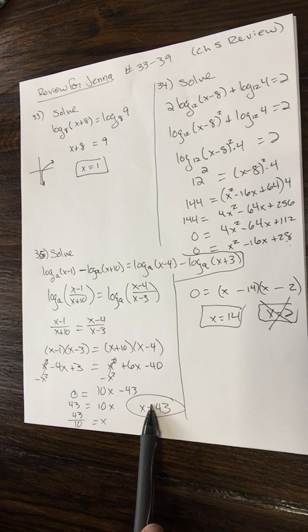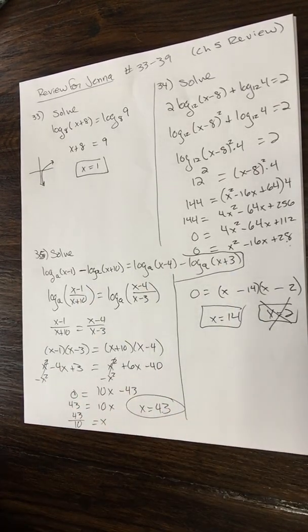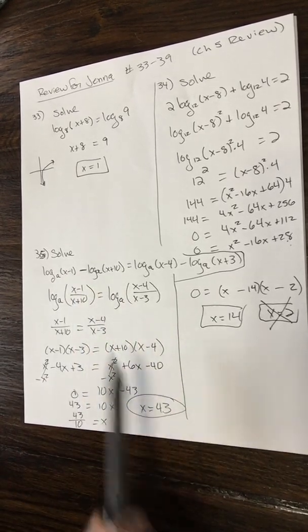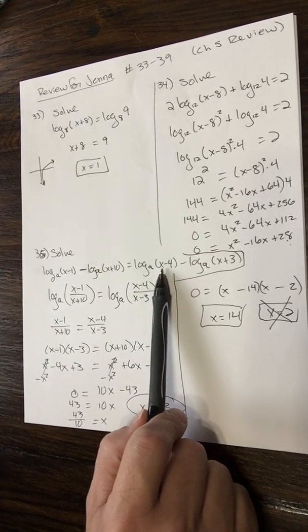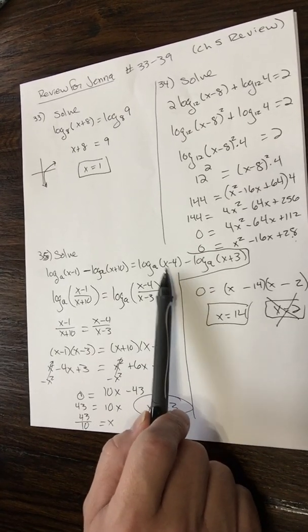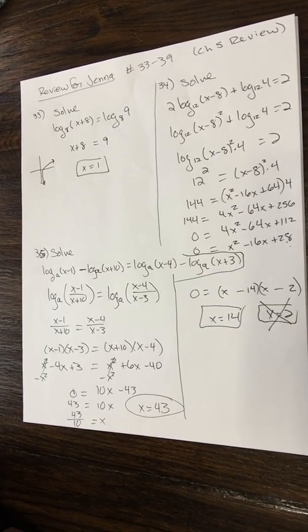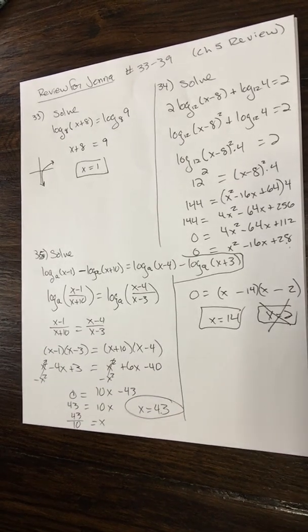Now I got to check to make sure that this 4.3 won't make any of these negative. So let's try it. 4.3 minus 1, that's okay. That would be positive. 4.3 plus 10, that's definitely positive. 4.3 minus 4 is positive 0.3. That's close, but it's okay. And 4.3 plus 3 is good to go. So your answer is 4.3. All right, I'll go to the next page.